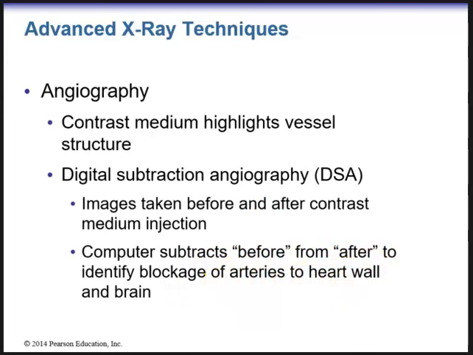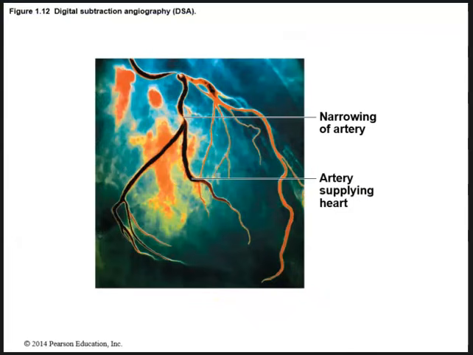brain. And here we see a beautiful picture of DSA. And if we look at these pictures of the coronary artery, we can actually see a narrowing of an artery here. And we know that this is arterial supply of the heart. So if you have a narrowing, that means there's less blood going to the different parts of the heart, which could cause some damage.